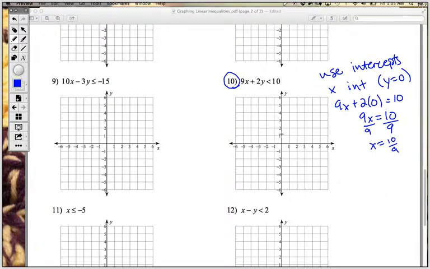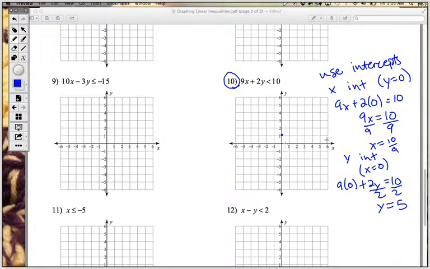It's like right there. Okay, let's look at the y-intercept. That means that x equals 0. So I plug in 0 for x, that would give me 9 times 0 plus 2y equals 10. This actually does divide evenly. Y is going to be equal to 5.